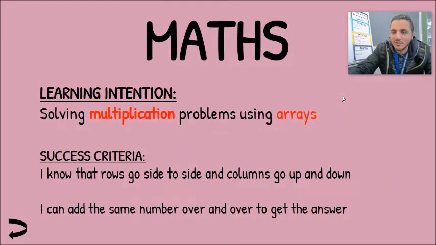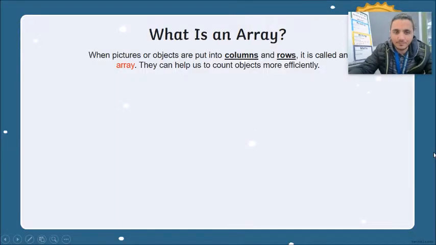Let's have a look at our learning intention for today. We are solving multiplication problems using arrays. So it is a different strategy that we're focusing on today to solve multiplication. We looked at repeated addition the last 2 days. To be successful today, I know that rows go side to side and columns go up and down. I'll let you know why we need to know that very soon. And also I can add the same number over and over to get the answer.